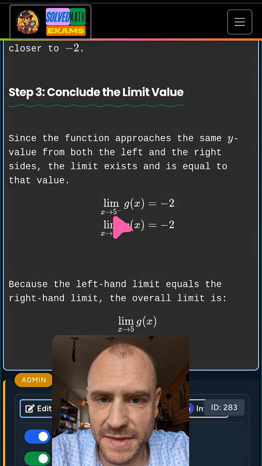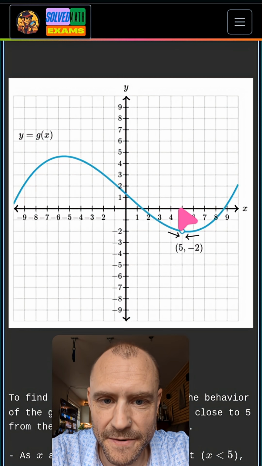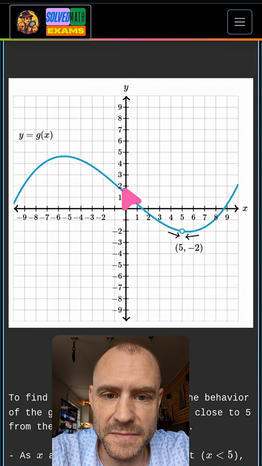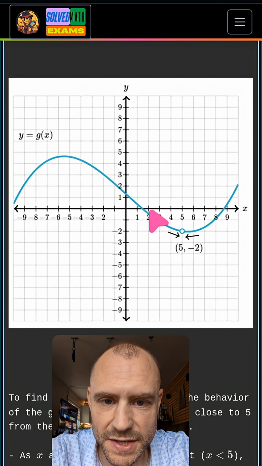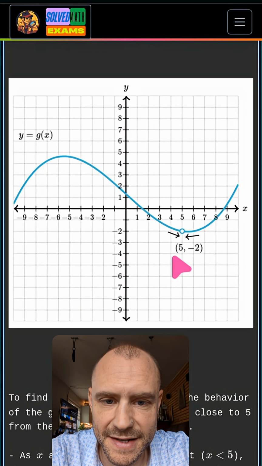So let's look at from the left with this minus sign. That is referencing that we approach x equals 5 from the left. So these x values here, like 1, 2, 3, 4, and then getting close to 5. And we ask, what happens to this function as we do that, as we approach from the left? And the answer is, well, it's the value -2.